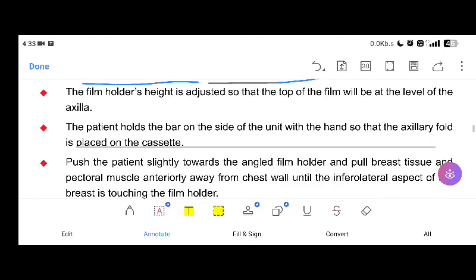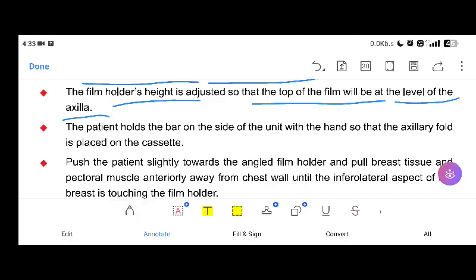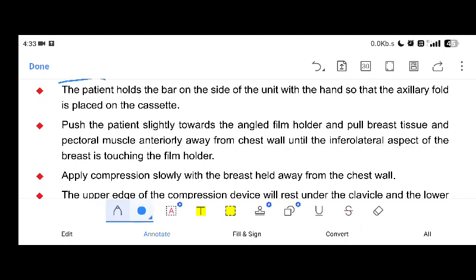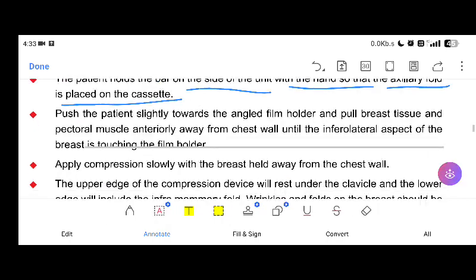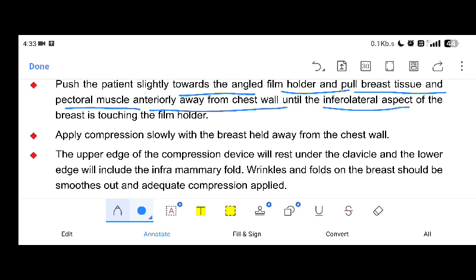muscle. The film holder height is adjusted so that the top of the film will be at the level of the axilla, and the patient holds the bar on the side of the unit with the hand so that the axillary fold is placed on the cassette. Push the patient slightly towards the angled film holder and pull the breast tissue and pectoral muscle anteriorly away from the chest wall, until the inferior lateral aspect of the breast is touching the film holder.